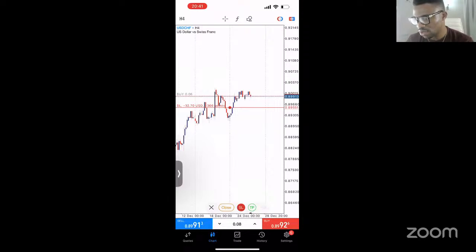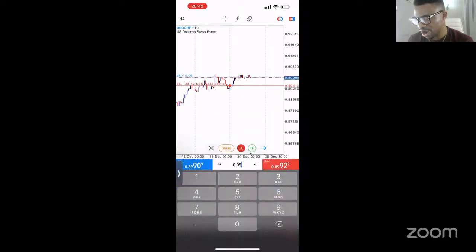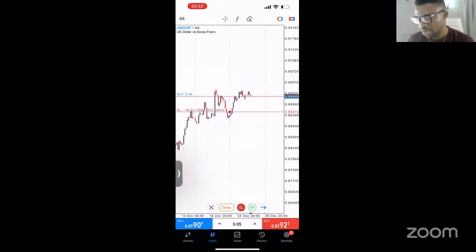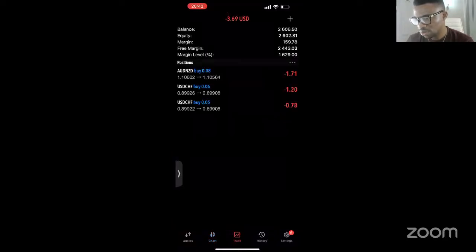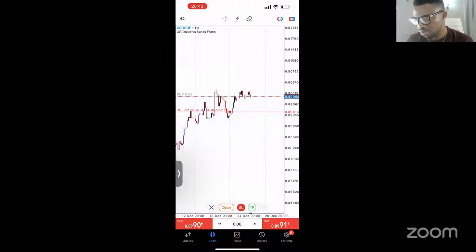0.06 is the right lot size, because 0.06 can give us a stop loss of 34 here. This place is still not a good stop loss. So we reduce the lot size to 0.05 and knock it. We take out this 0.06. We don't need it. We put our stop loss at 34, 36, 34.